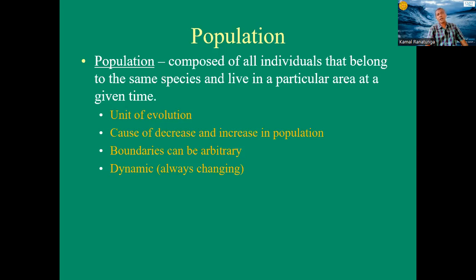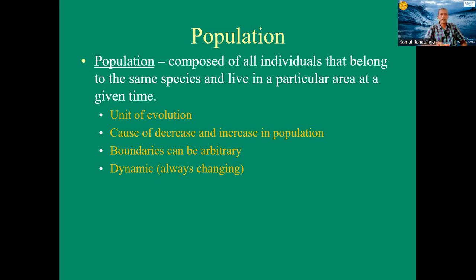Because populations are the unit of evolution, not the individuals. Evolution happens within a population. Then, populations always change in their numbers. We call it dynamic. The population is not something stable that remains the same; it changes all the time.